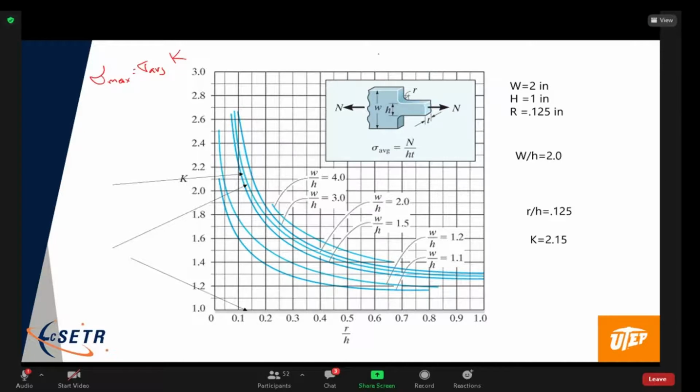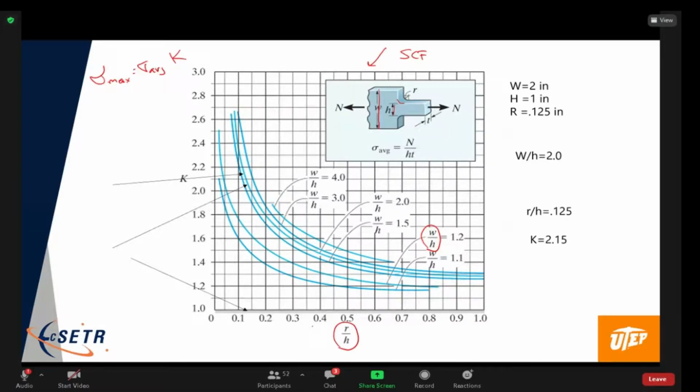So this plot here gives you the stress concentration factor for the stepped bar with a fillet of radius r. In this particular case, we have a family of curves, so it's not really dependent upon one parameter. It's dependent upon W over H, the ratio of the unstepped height to the stepped down height, as well as the ratio of R over H, how big the fillet radius is.